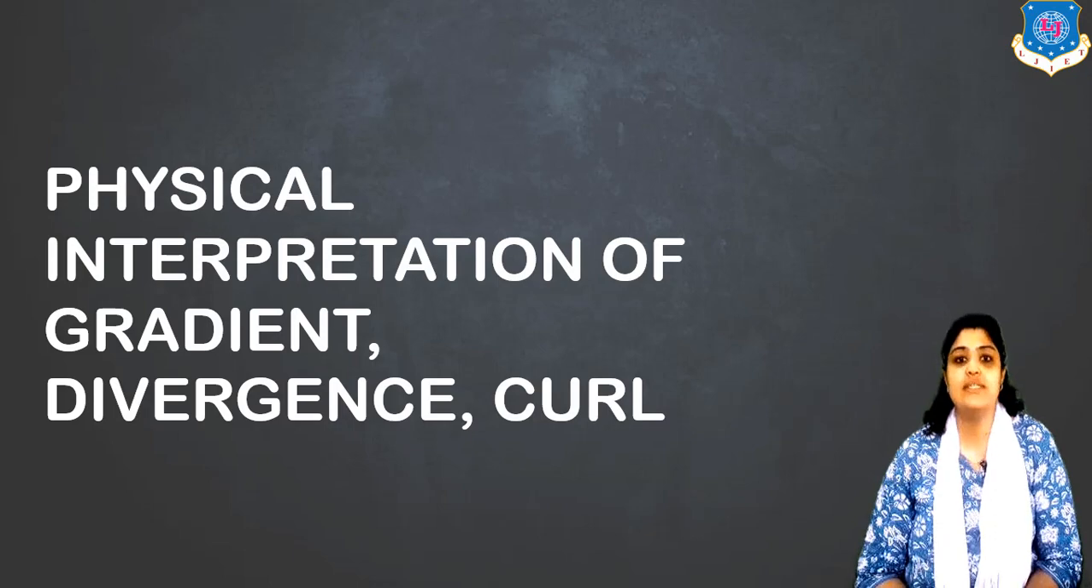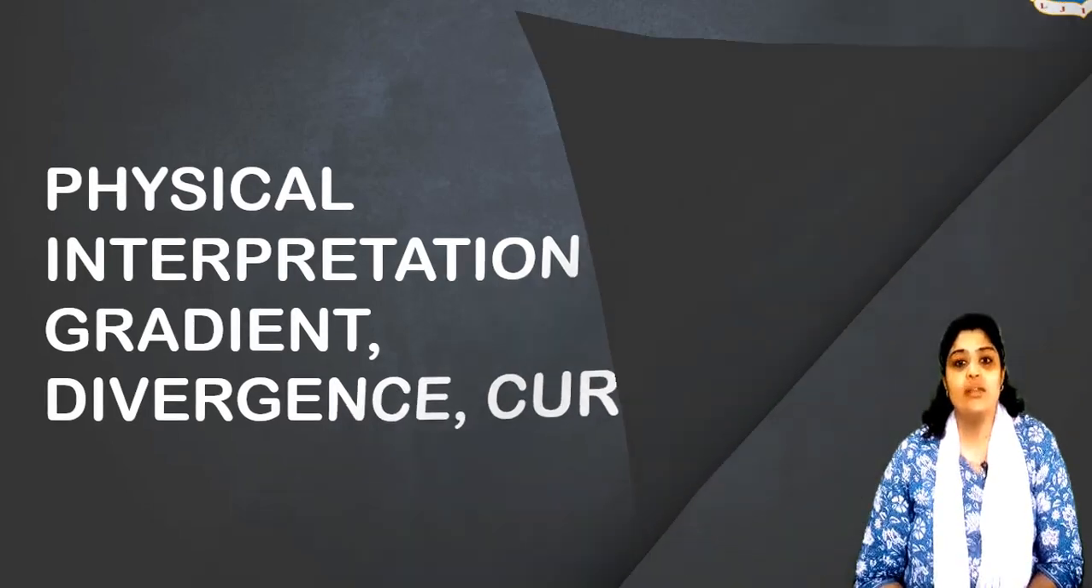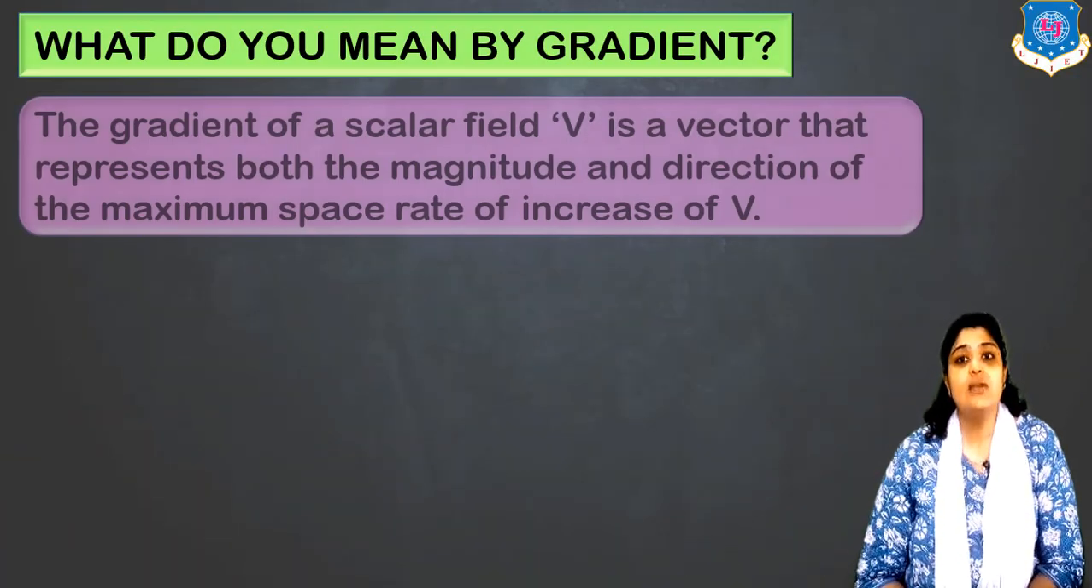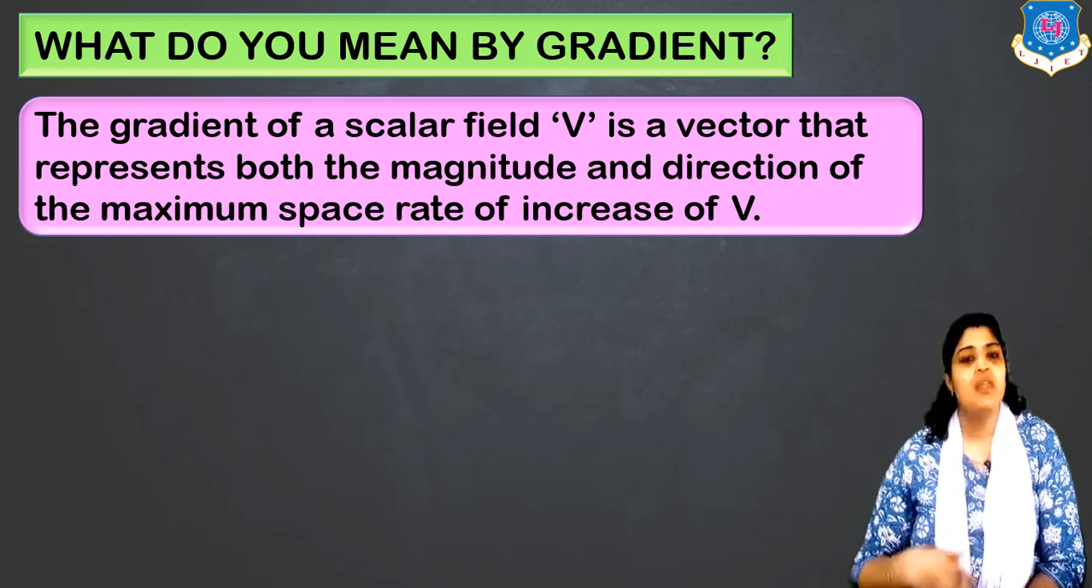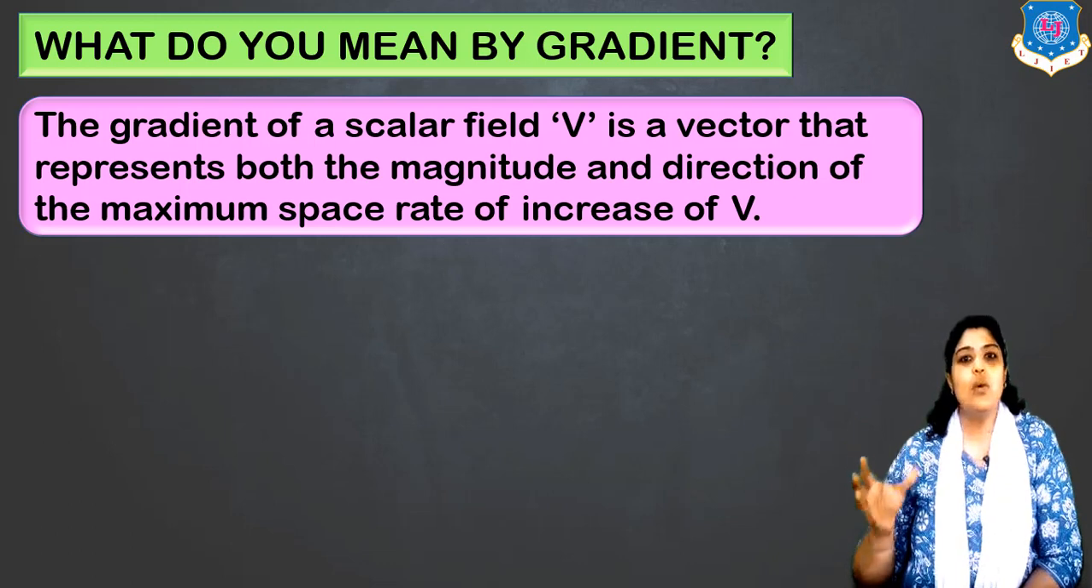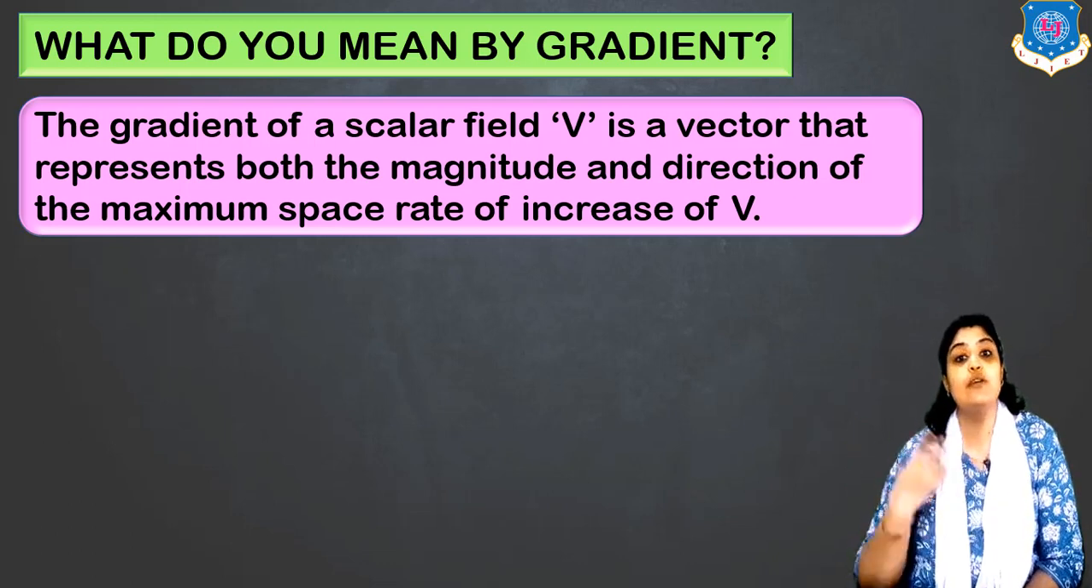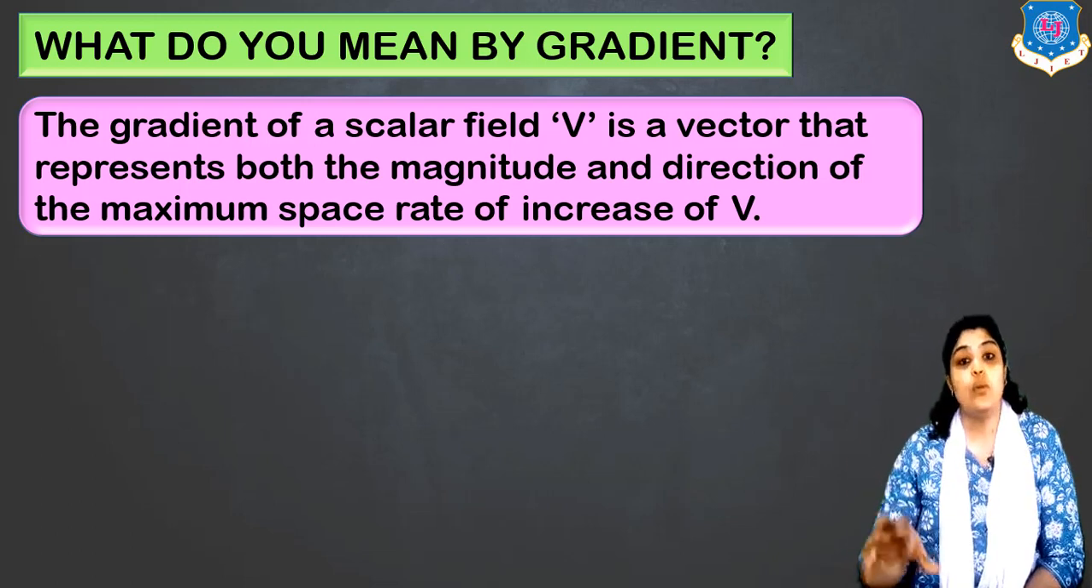Now, let us move on to the next topic, that is the physical interpretation of gradient, divergence and curl. Starting with gradient first, let's see what is the meaning of gradient. Gradient of any scalar field V is a vector which represents both magnitude and direction of the maximum space rate of increase of V. What does that mean? This is a quantity which is related to the rate of change of a particular quantity, and it will always point in the direction where the rate of change is maximum.